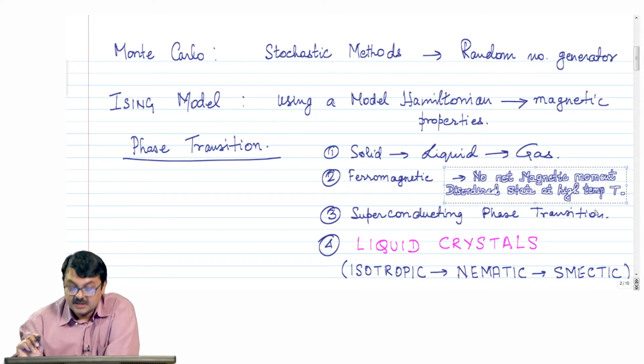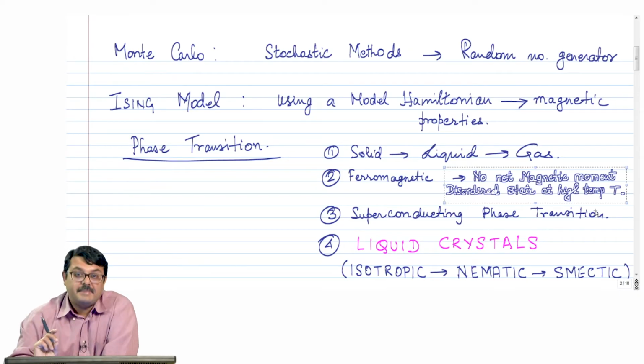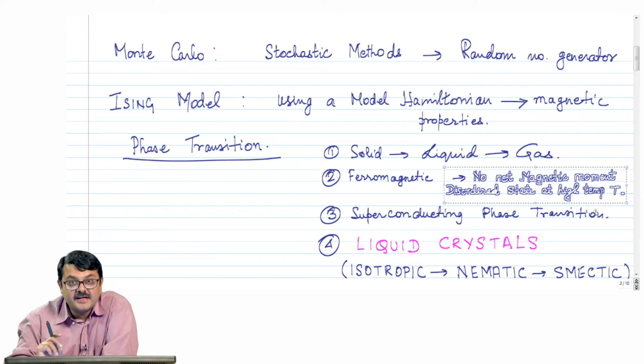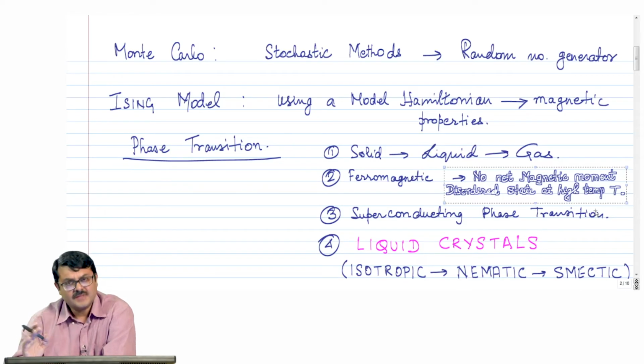You might also have heard about the superconducting phase transition. There are some materials like mercury which at high temperature are conducting, but when you cool the system below a certain critical temperature, the resistivity essentially goes to 0 and the conductivity becomes infinite, and you say that it has changed from a normal metal to a superconducting phase. So, these are things which you might have already heard about.